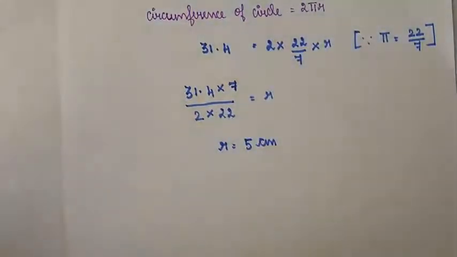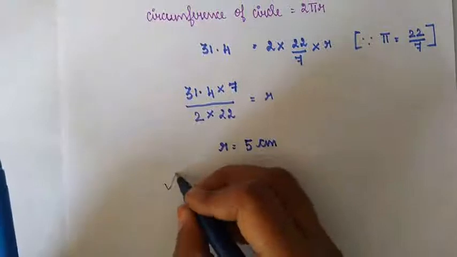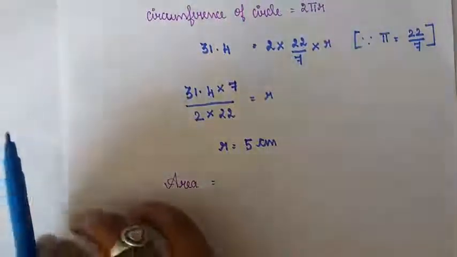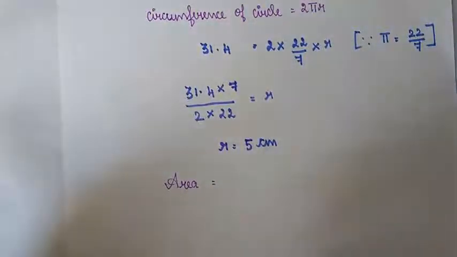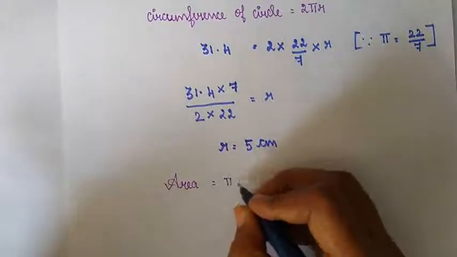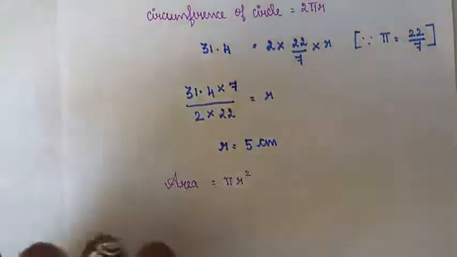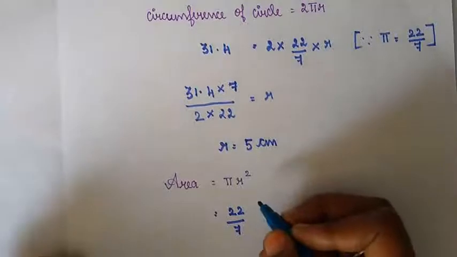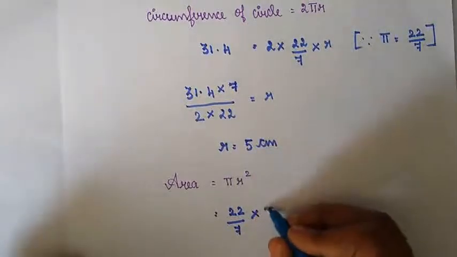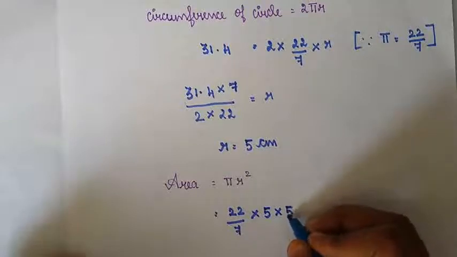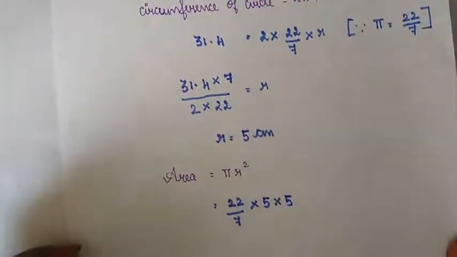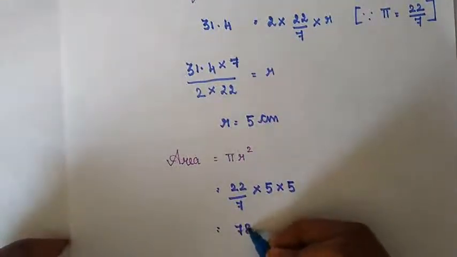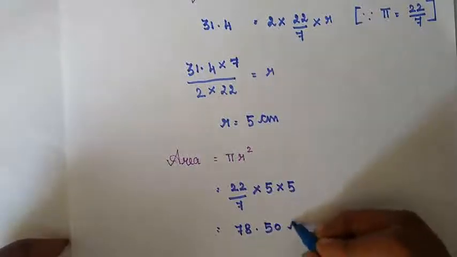Then we have to calculate the area. Area equal to, what is the formula? Pi r square. So pi is 22 by 7. R is 5. R square means R into R, that is 5 into 5. Then we have to cancel and simplify the value. We get 78.50 centimeters square.